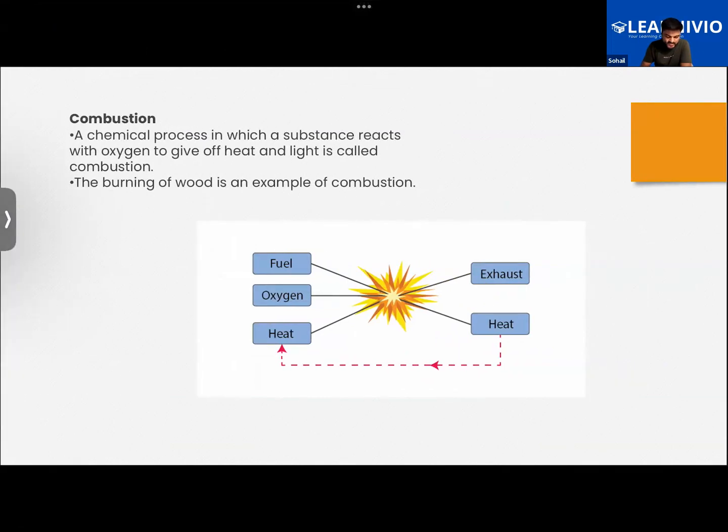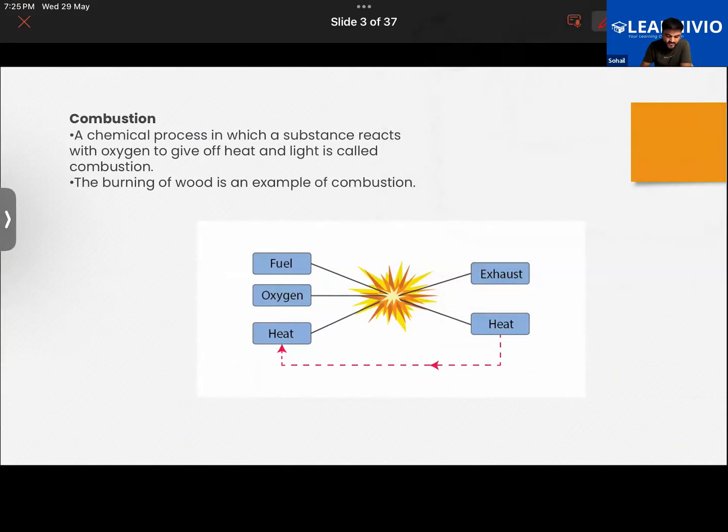All right, so let us start the chapter. Although we don't have much time, let's discuss combustion first of all. So let us understand about combustion. What is combustion? It's a process in which a substance reacts with oxygen to give off heat and light. As simple as that. A substance would be reacting with oxygen.